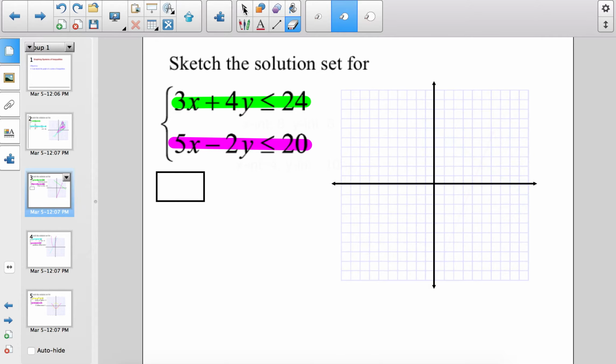All right, so let's see. I know the green one's going to be a solid line, and the pink one's going to be solid too. Okay, so I know that much. Now, this is not written in y equals mx plus b form, so I could change it, or I could do x and y intercepts.